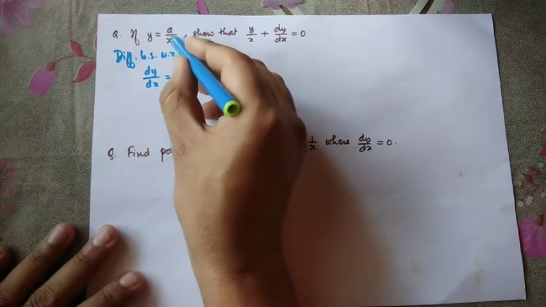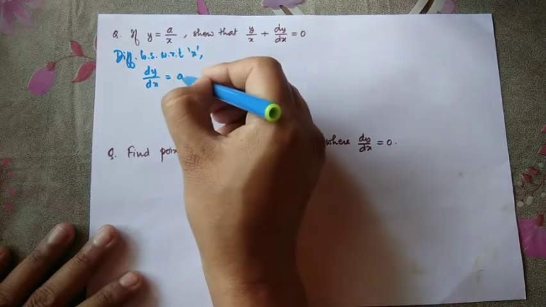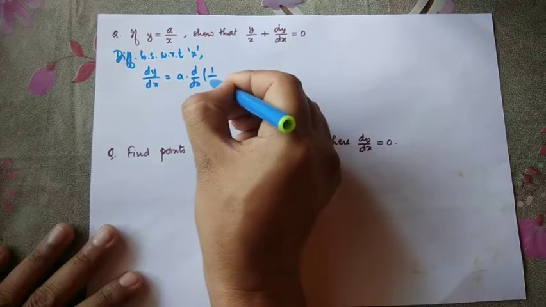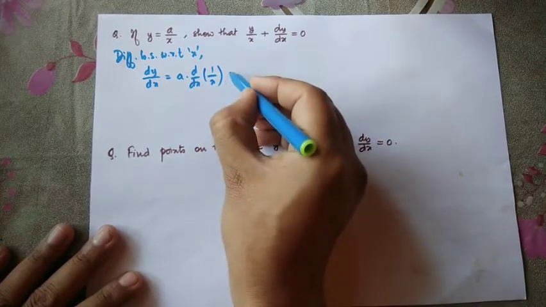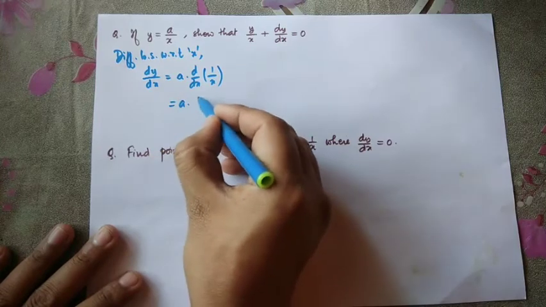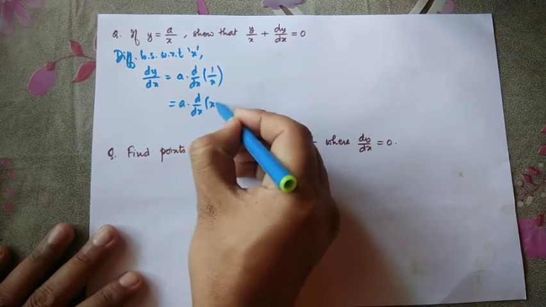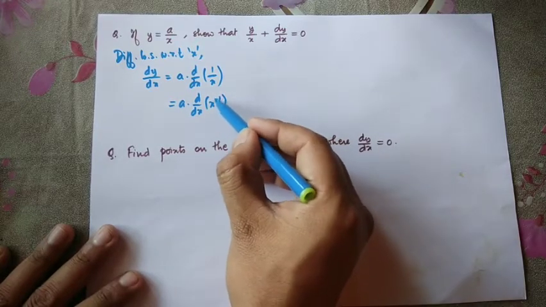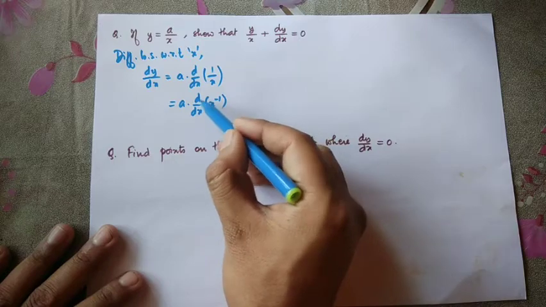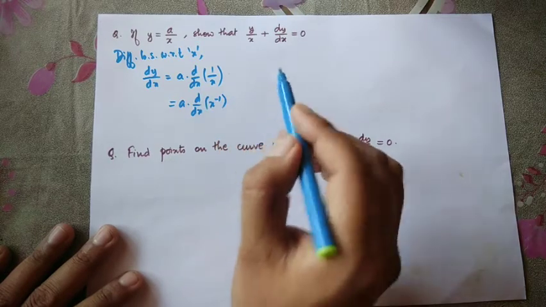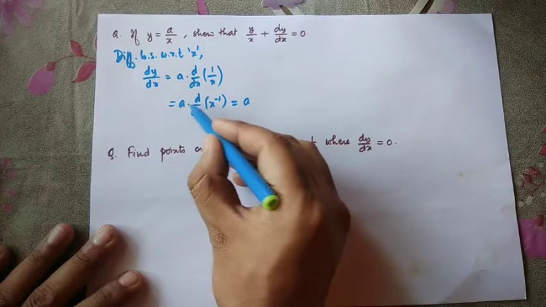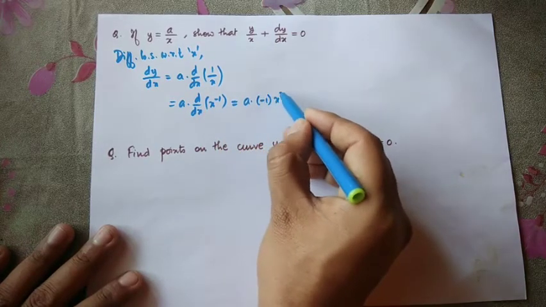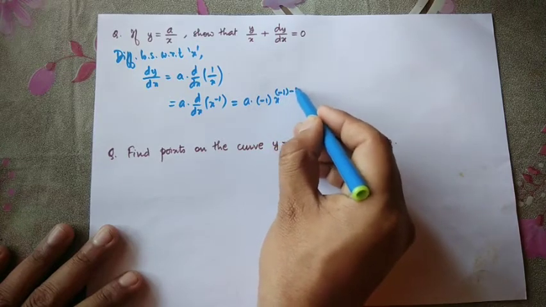So we will differentiate 1 by x, because when a is kept outside then we have 1 by x. So d by dx of 1 by x, right? Now this can be written as a into d by dx of x to the power minus 1, because 1 by x is x to the power minus 1. Now this minus 1 is n for me. Okay, so differentiation of x to the power n is n x to the power n minus 1, right?